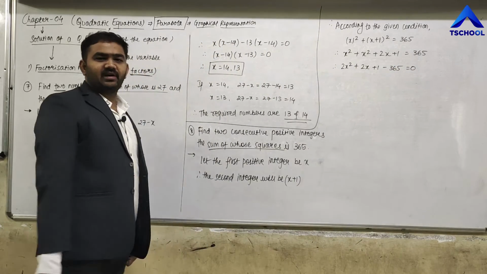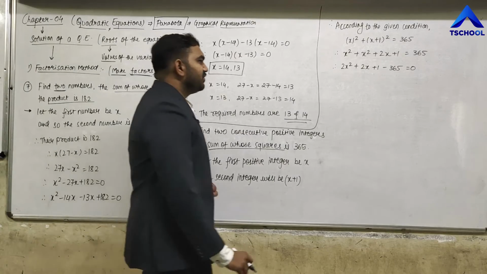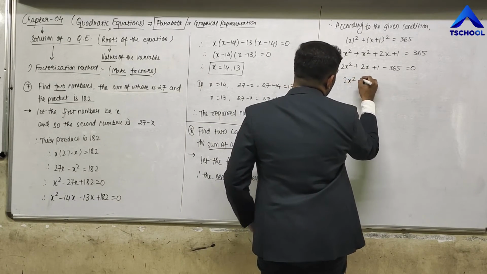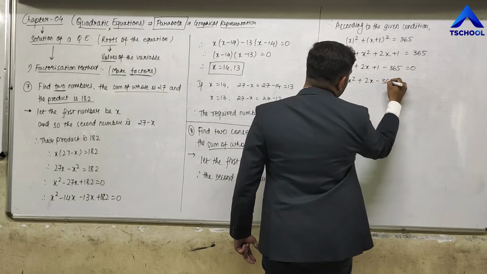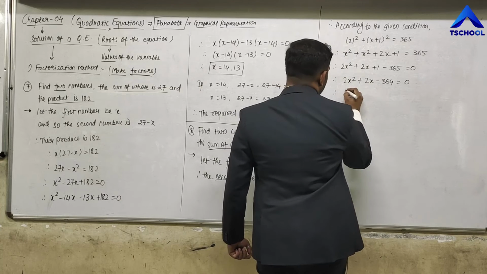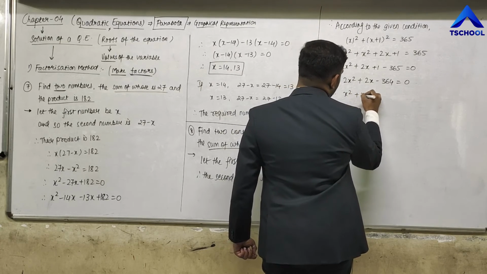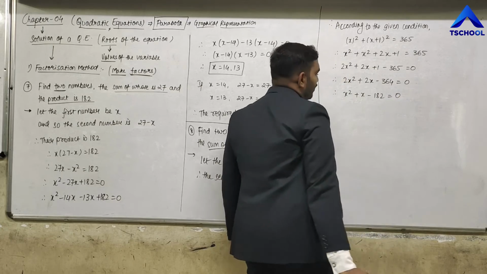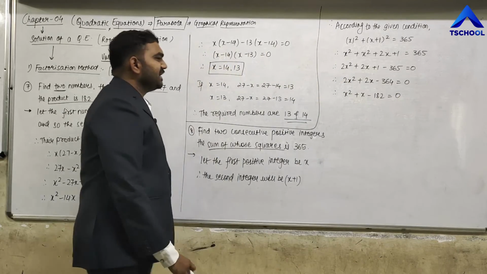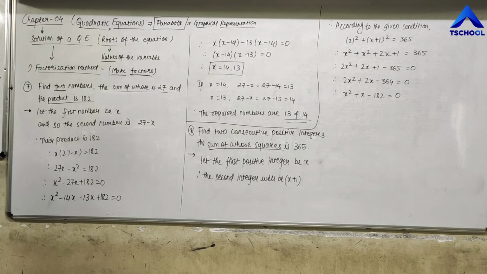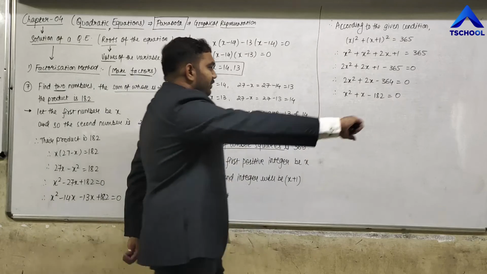That 365 we take on the left side, so let us solve it here. Therefore 2x square plus 2x minus 364 equal to 0. Therefore x square plus x minus 182 equal to 0. Note that friends, this equation is exactly the same as the one we solved in the previous example, just a change of sign in the middle term, right?